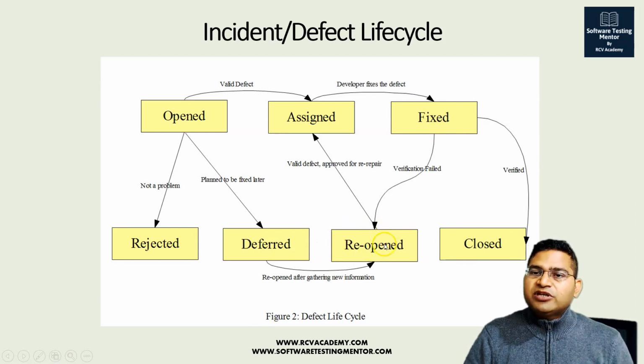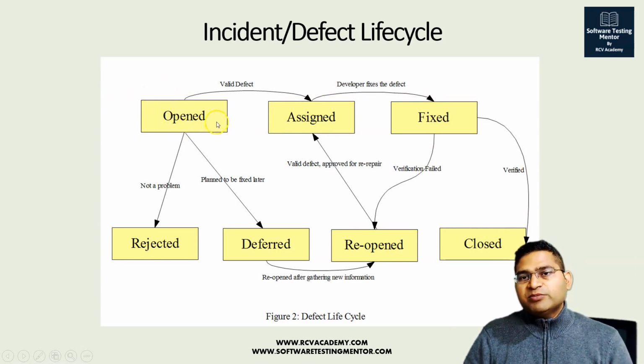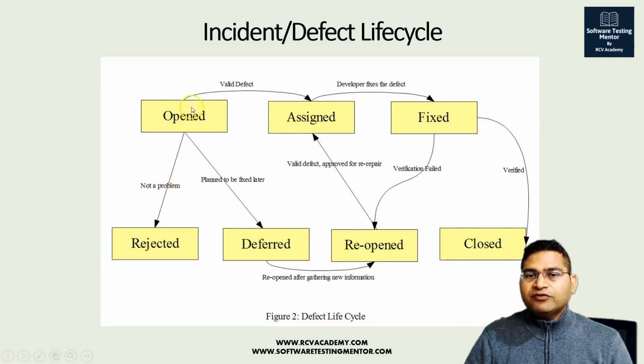Once the defect has been reopened, it will again be analyzed to check that it's a valid defect, and then it will be approved for re-repair, or basically refixing, and assigned again. Then this cycle goes on until the defect gets fixed and verified successfully and closed. Say for example, the next example, once the defect has been raised, if it is not a valid defect, not a problem, then directly from the open state itself, it will go into the rejected state, stating not a problem as a resolution.